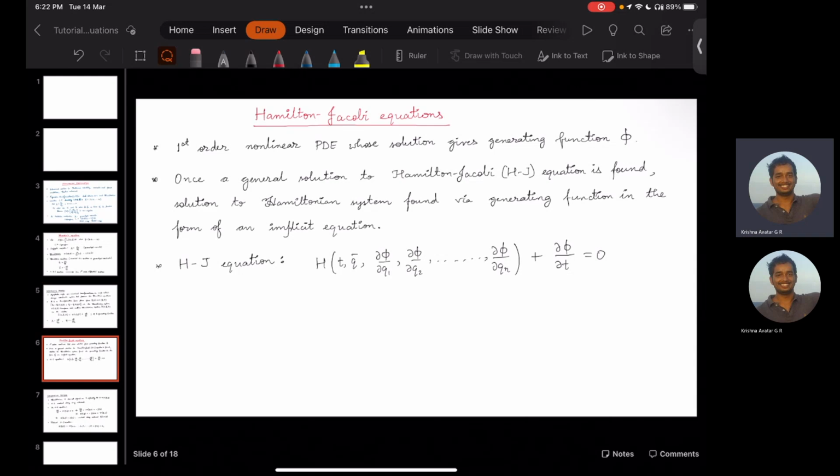So the HJ or Hamilton-Jacobi equation is given by capital H, which is the Hamiltonian, a function of t, q vector, and the partial derivatives of phi with respect to all the generalized coordinates qi, plus the partial derivative of phi with respect to t, is equal to 0. So this is our Hamilton-Jacobi equation.